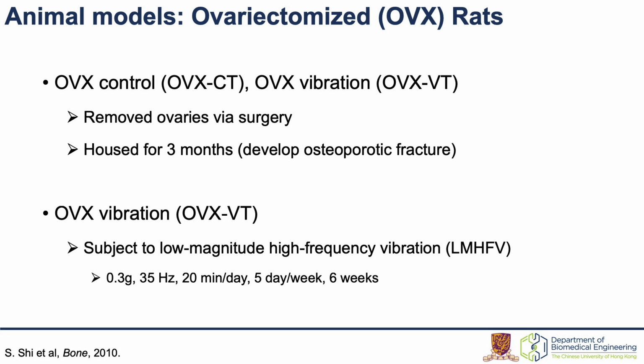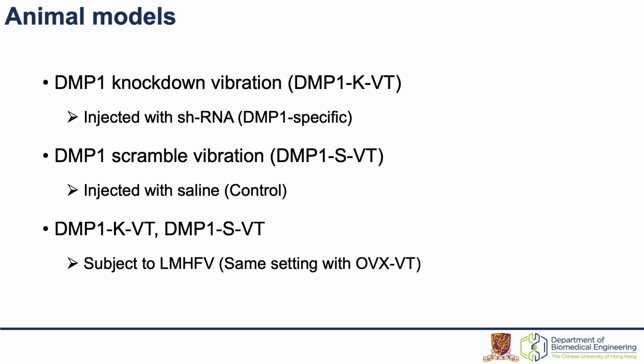In this study, ovariectomized rats were used as models, and 4 different groups were developed. First, OVX control and OVX vibration. Osteoporotic fractures were induced via ovary removal. For OVX vibration, the rats were subjected to vibrations. For the DMP1 knockdown vibration group, rats were injected with shRNA, which is DMP1-specific for gene silencing, and the DMP1 scramble vibration group was injected with scrambled shRNA as a control group. Same as OVX vibration, both DMP1 knockdown and scramble were applied with vibrations.